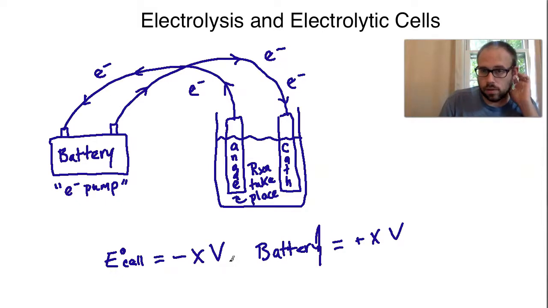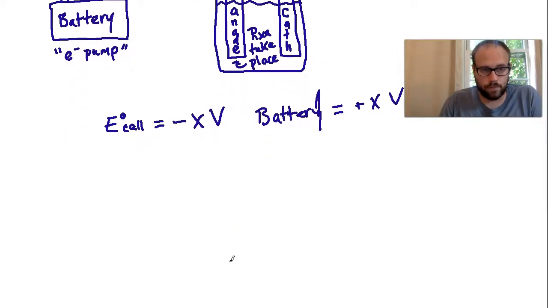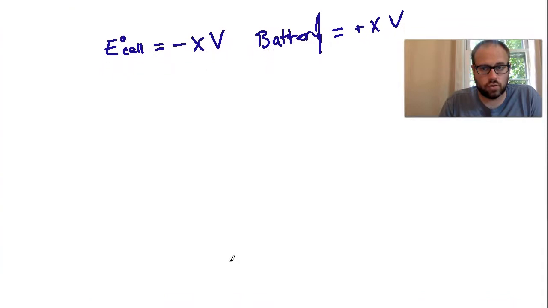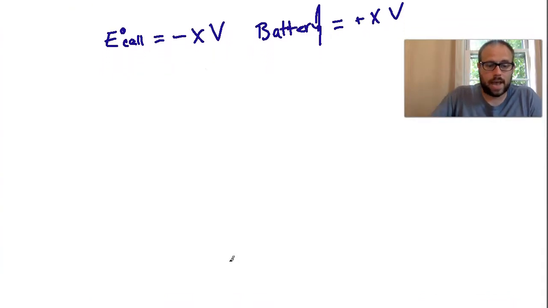So let's take a look at an actual example where we would need to drive a non-spontaneous reaction like this. One example that works well is molten sodium chloride. So molten meaning it's in its liquid form.